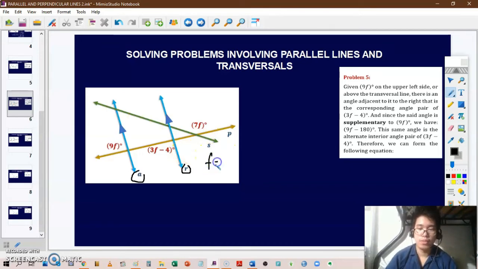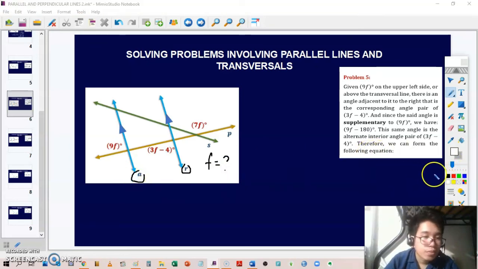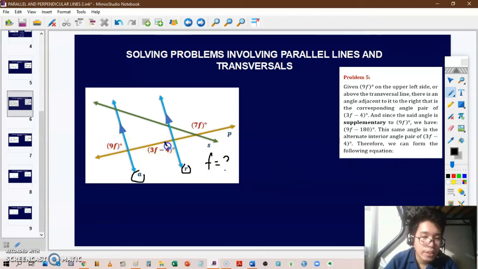So how do we solve for the value of F? What we can do here again is use the alternate interior angle theorem. Alternate interior angles are congruent to each other.